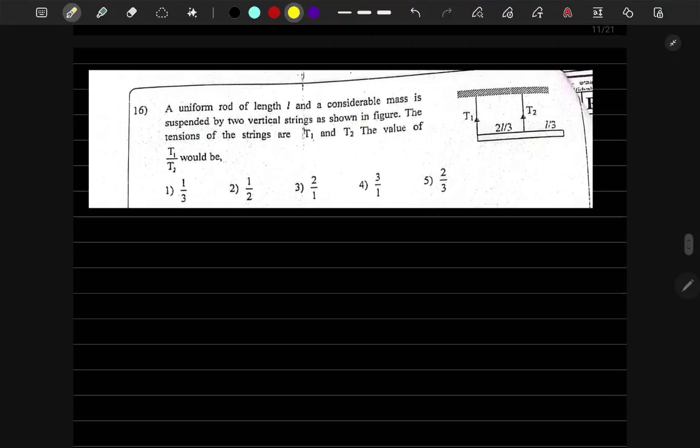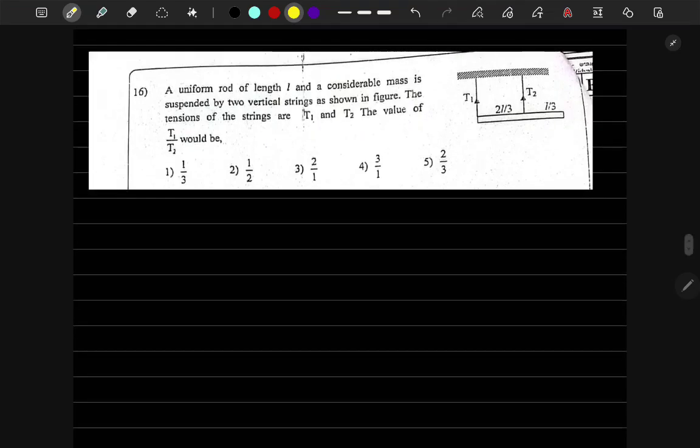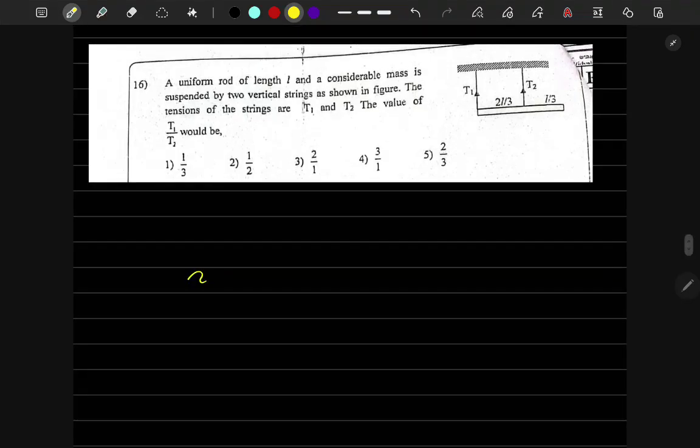Question number 16. A uniform rod of length L and a considerable mass is suspended by two vertical strings. They are asking us the ratio of T1 and T2. They have given us a diagram and they are asking us the ratio of T1 and T2. Let's draw the diagram again to mark the forces.